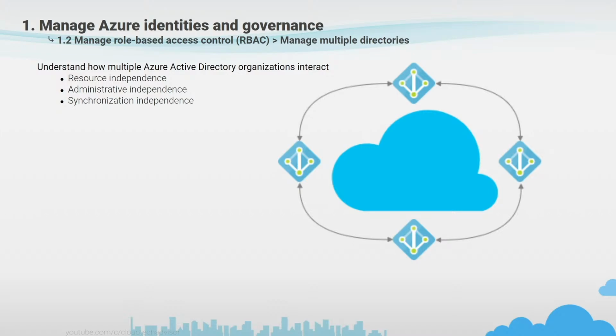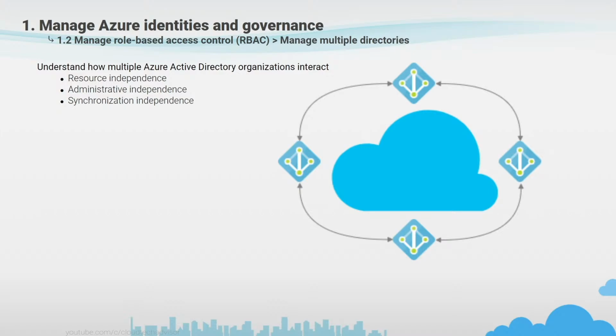Resource independence refers to the Azure AD resources, and when you create or delete one, it has no impact on any resource in other organizations that you have, except for external users, which we already talked about in this training. Administrative independence, for example, when you add or remove an administrator role from one directory, this has no impact on any administration privileges in any other directory.